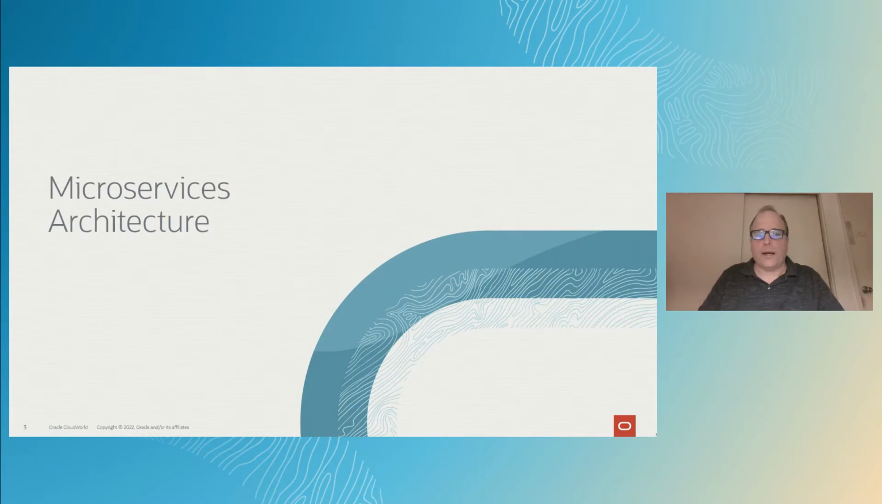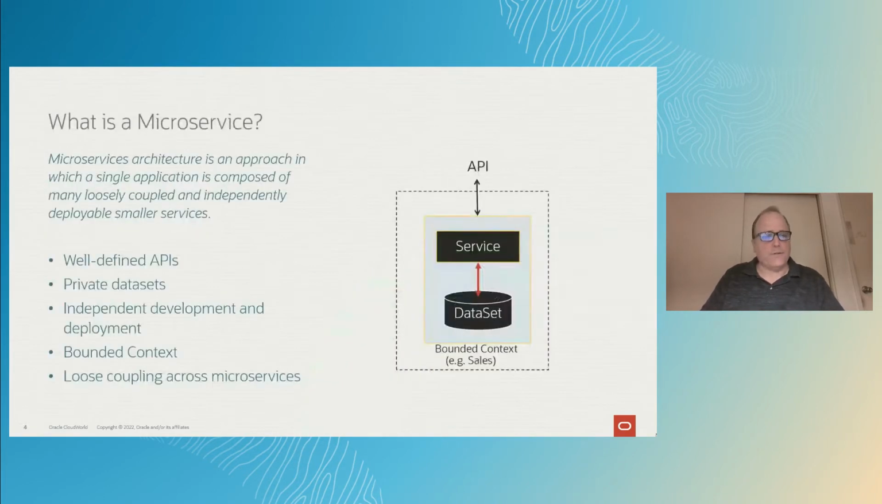So first we'll start with microservices and what that means, microservices architecture. So most of you probably already know what a microservice is, but I'll just read the definition here. Microservice architecture is an approach in which a single application is composed of many loosely coupled and independently deployable smaller services. So what does that mean? Well, it means that you're developing with well-defined APIs, meaning that everyone knows what they are, they don't change, or they just evolve. You are using private data sets, meaning that the outside cannot access the data directly. It has to go through the APIs.